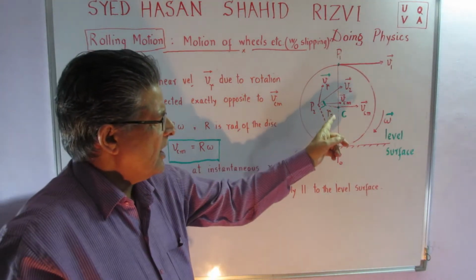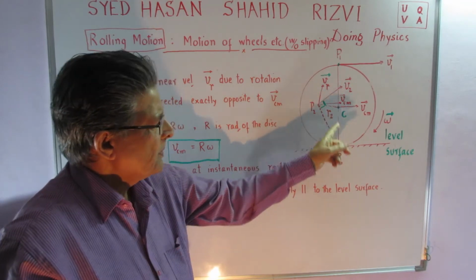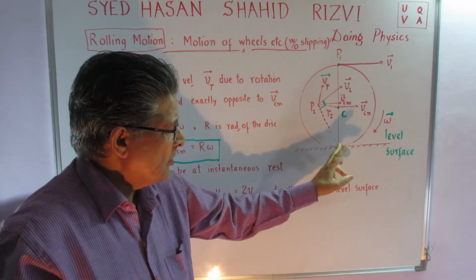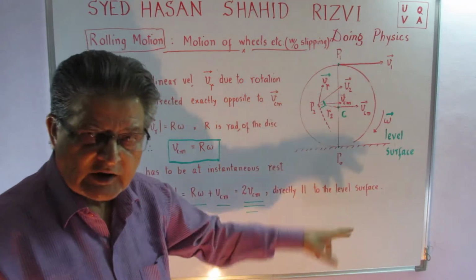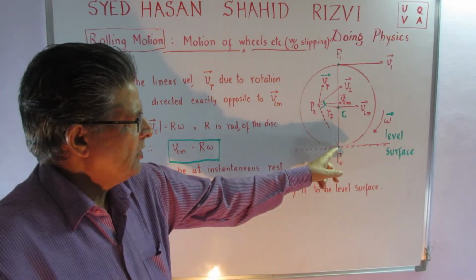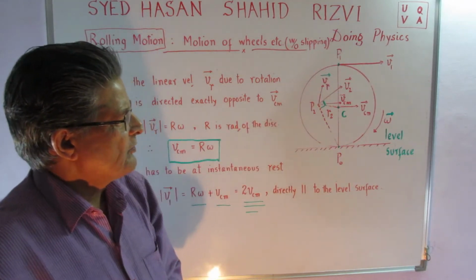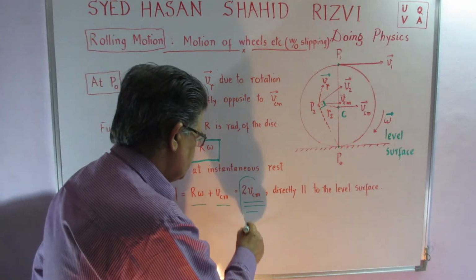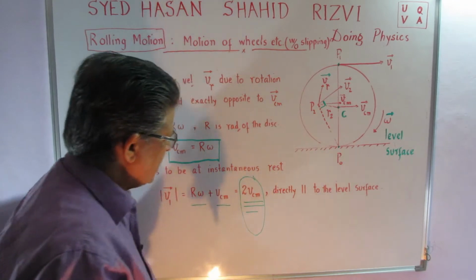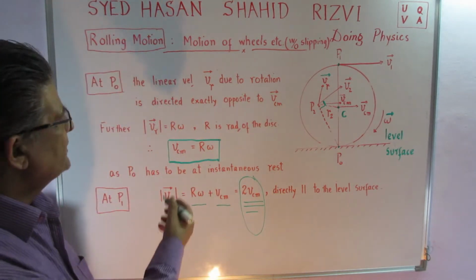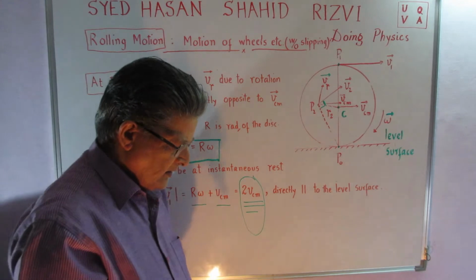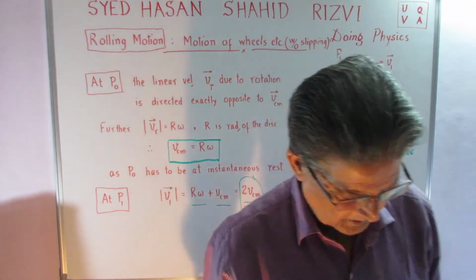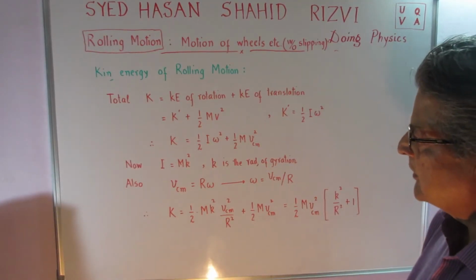The center of mass of the system has a velocity equal to V center of mass. The velocity over here is V center of mass minus V center of mass, which is equal to 0, and here the velocity is V center of mass plus V center of mass, which is equal to 2 times V center of mass. So that way we come to an end of this relation, rolling motion, and we'll now talk about the kinetic energy associated with the rolling motion.